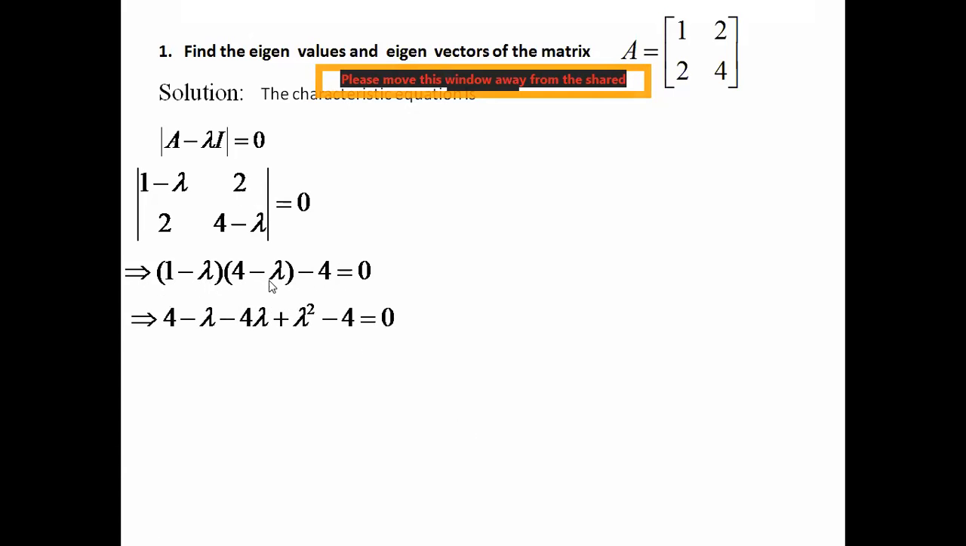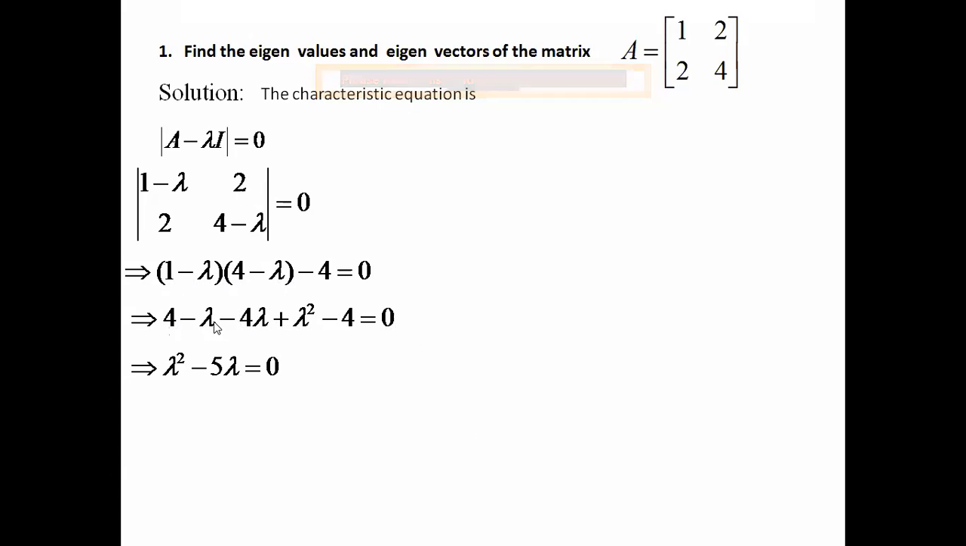Now expand it. 1 into 4, 4. 1 into minus lambda, minus lambda. Minus lambda into 4, minus 4 lambda. Then minus lambda into minus lambda, plus lambda square. And minus this 4 is equal to 0. This minus 4 and this plus 4 get cancelled. Remaining, first write the highest order term, that's lambda square. Then it is minus 4 lambda minus lambda, that is minus 5 lambda, equal to 0.